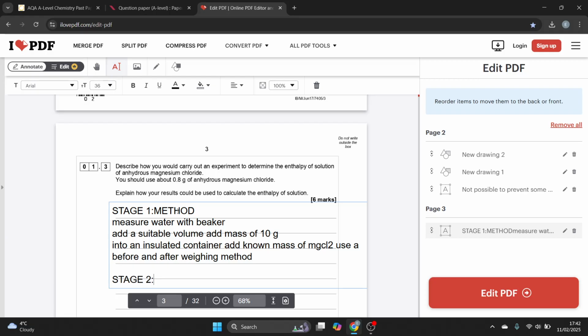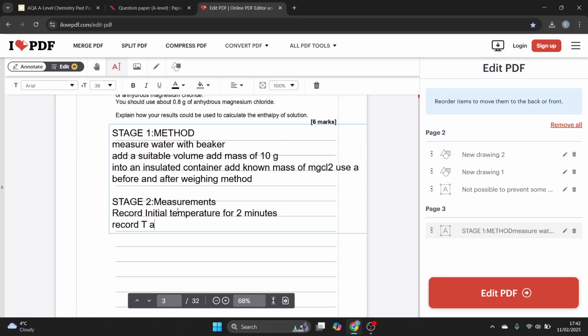Stage 2, measurements. The idea, we record the initial temperature for 2 minutes, record the temperature at regular timed intervals for 5+ minutes, and then plot temperature versus time.